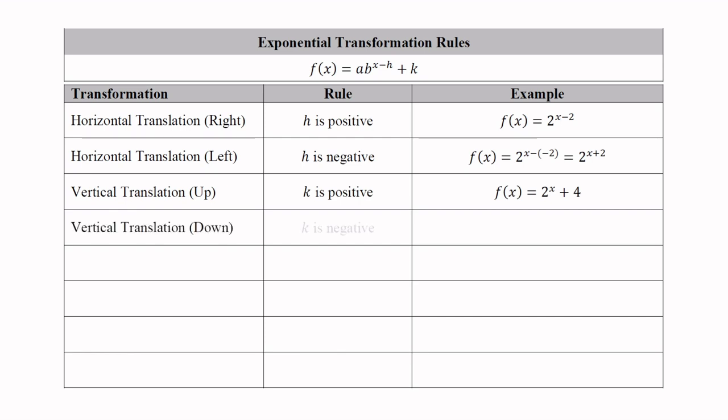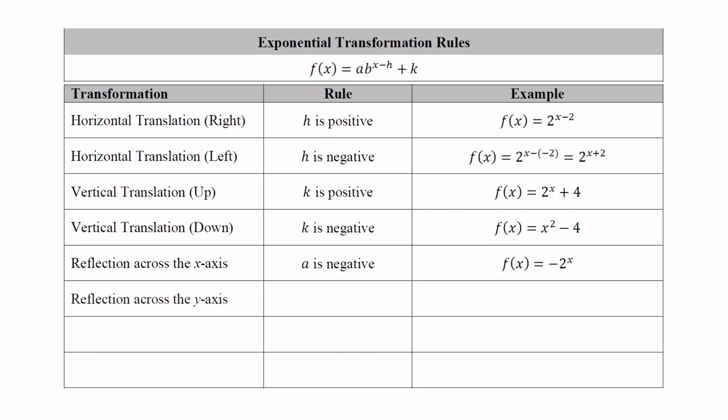A vertical translation down is when k is negative. We have a minus 4 on the end. So again, you notice that the k value is your horizontal asymptote, so you can use where your horizontal asymptote moves from the x-axis to gauge what your k value is. Reflection across the x-axis occurs when a is negative, so you'll have a negative out in front. But you can also have a reflection across the y-axis with an exponential function. That happens when x is negative, and the negative will be in front of the x in the exponent.